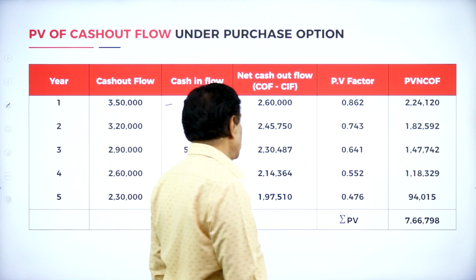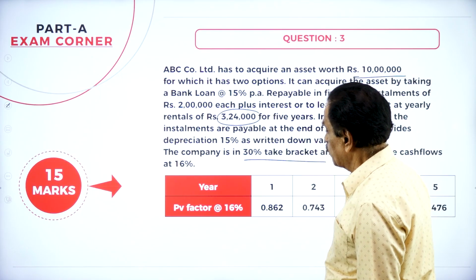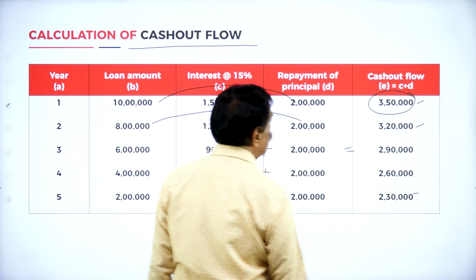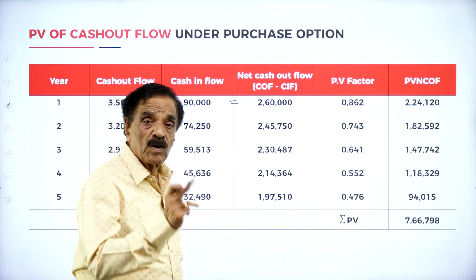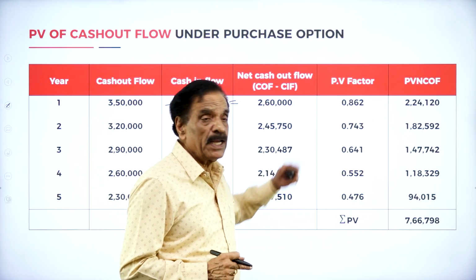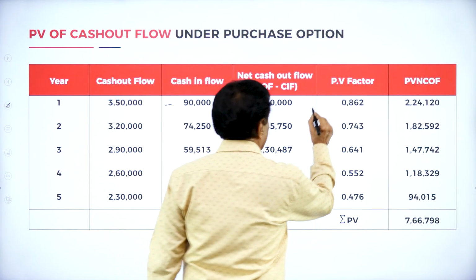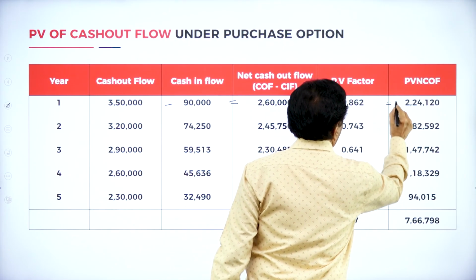Your PV factor, as per the problem, see that? Your PV factor is 0.862. If you have 1 rupee, what is its value? 0.862. Multiply this, and you'll get the value.